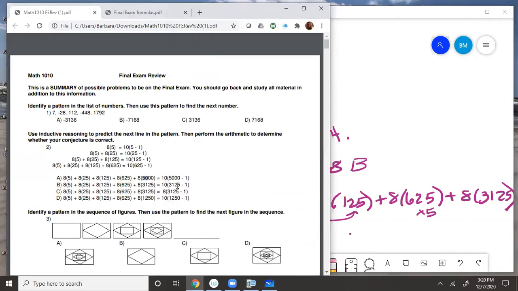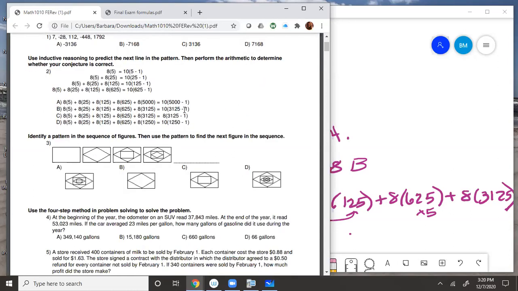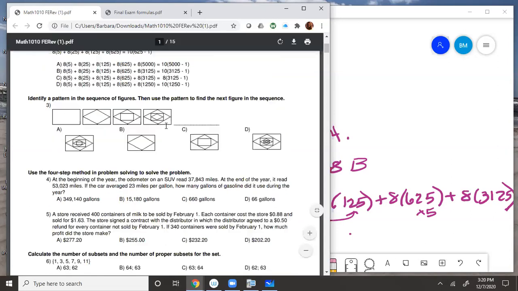Okay, so the correct answer looks like it is B for that problem. And then the question is whether or not it's correct. The only way to find out is actually doing the arithmetic on your calculator and then seeing if the left side was indeed equal to the right side. So that's just punching numbers out in the calculator.